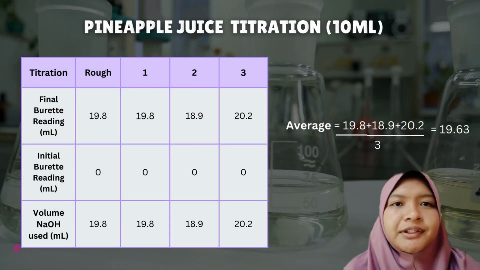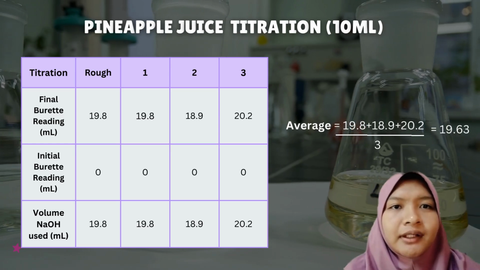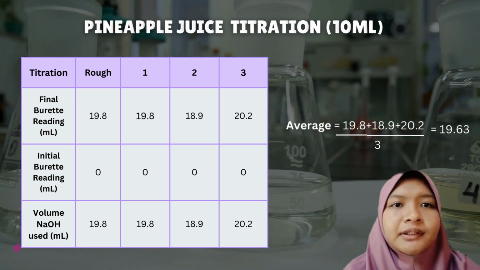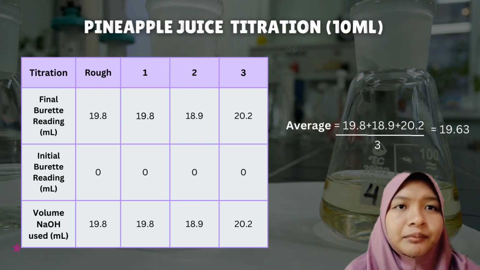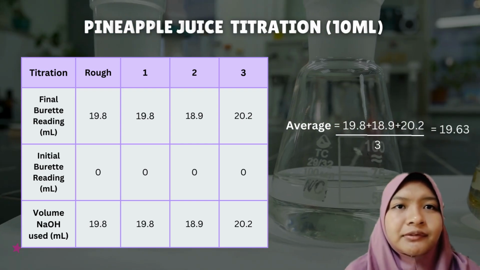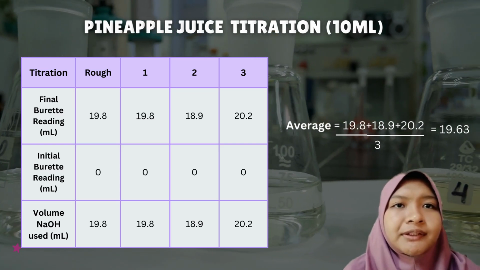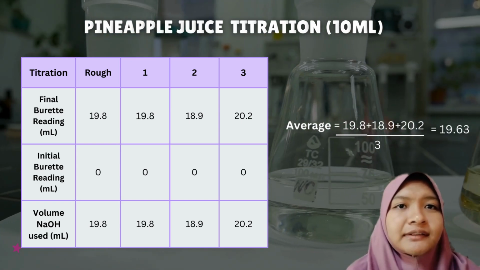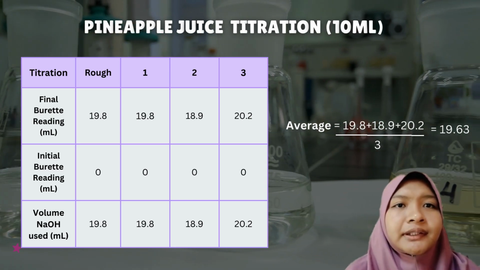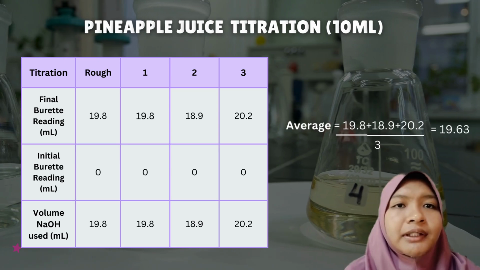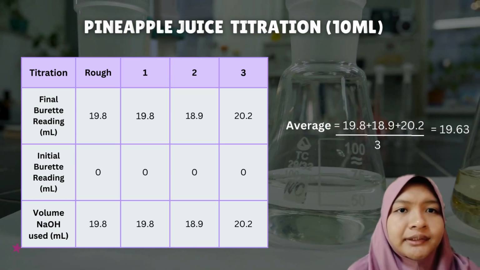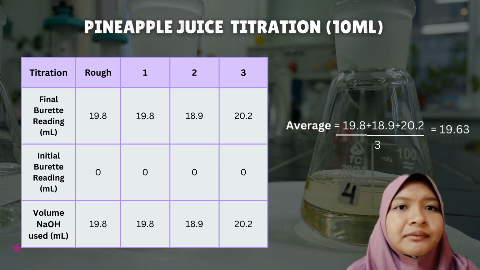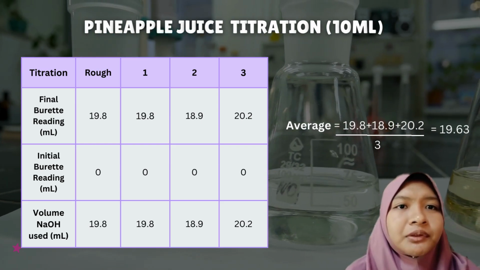Example of result. We use pineapple juice titration 10 ml. Final burette reading for rough is 19.8. Initial burette reading is 0 and volume of NaOH used is 19.8. For first trial, final burette reading is 19.8, initial burette reading is 0 and volume of NaOH used is 19.8. The second trial, final burette reading is 18.9, initial burette reading is 0 and volume of NaOH used is 18.9. For third trial, final burette reading is 20.2, initial burette reading is 0 and volume of NaOH used is 20.2.